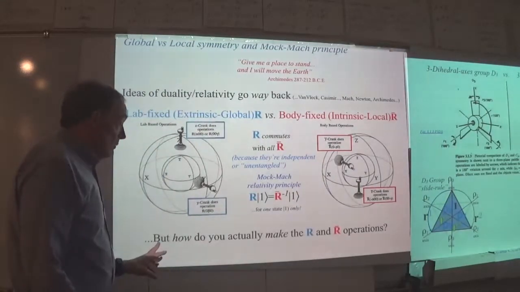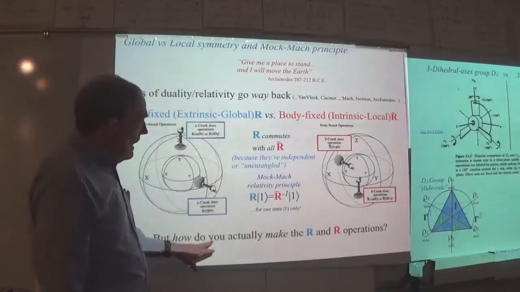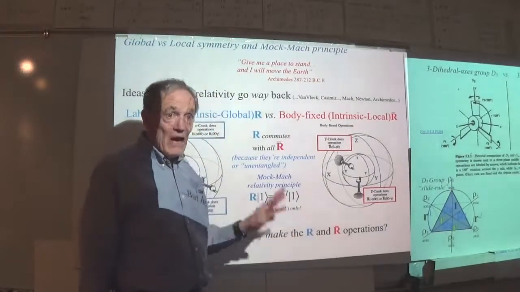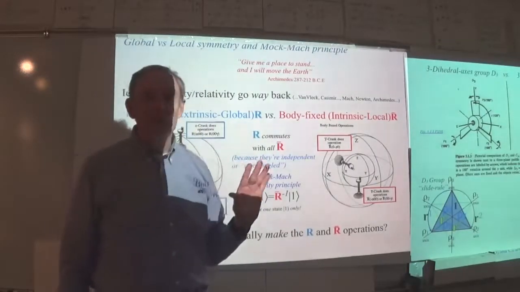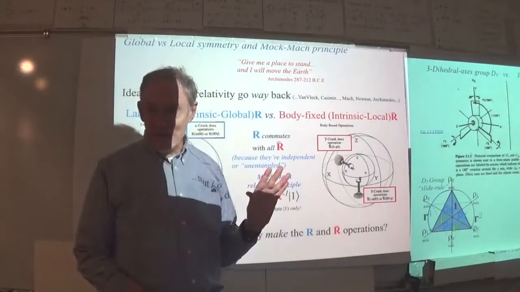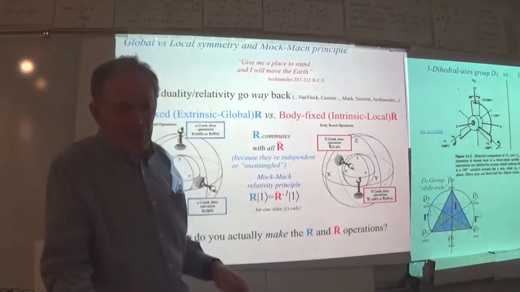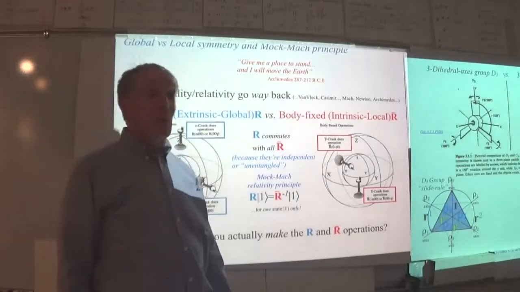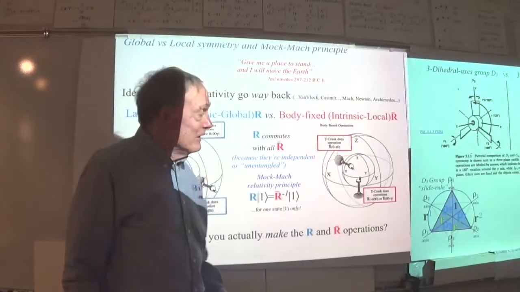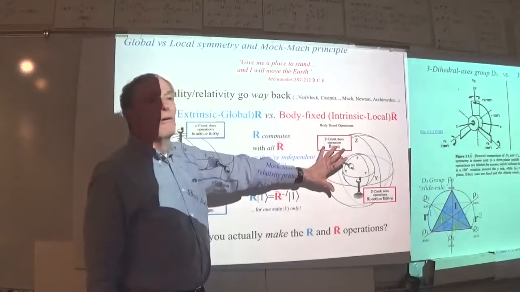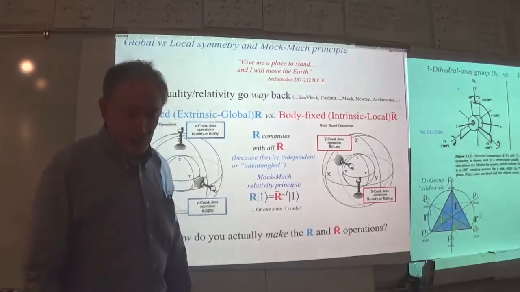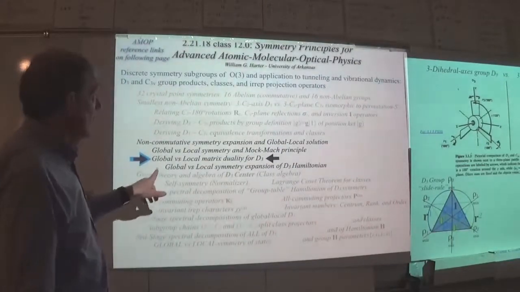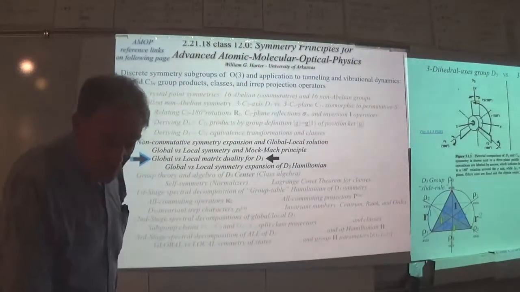So the question then is, how do you actually make these operators? Now we got to put up or shut up. We could easily say we had lab and we had body and go ahead and do calculations, but where are those guys? I mean, this one seems like a very ephemeral and maybe non-existent idea. So what we need to do is do it with matrices.